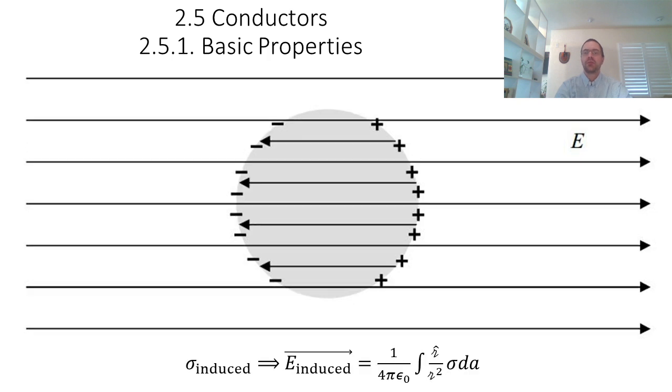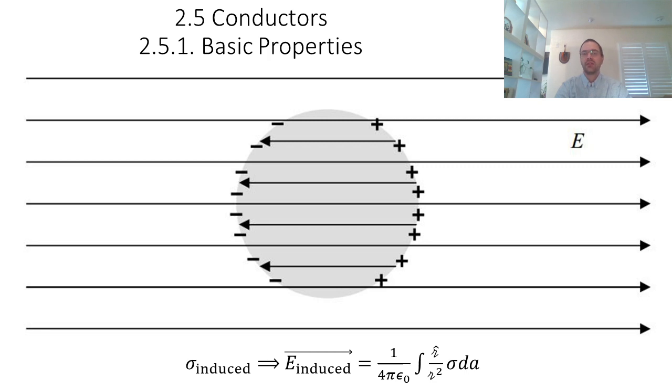But this charge distribution will result in an induced electric field, and this induced electric field comes from the induced surface charges, sigma induced. And so we know how to calculate the induced electric field in terms of sigma. Now, we don't need to do the calculation right now. The main thing is to realize that this electric field will point from the positive charges to the negative charges, so it will point in the opposite direction as the applied field.